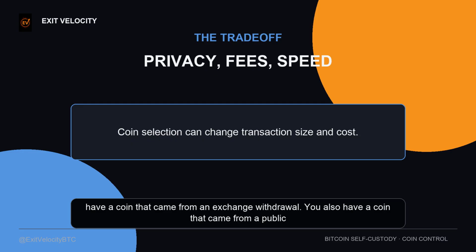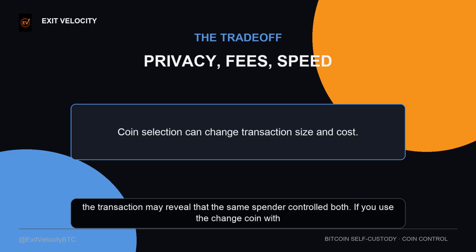Sixth, do not put secrets in labels. Seventh, remember that privacy tools do not remove judgment. That is coin control in one sentence. Spend the coin that fits the context, not the biggest coin, not the oldest coin, not whatever the wallet grabbed first, the coin that fits the context.